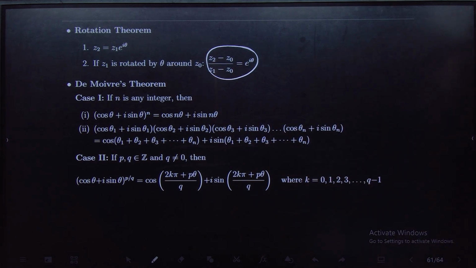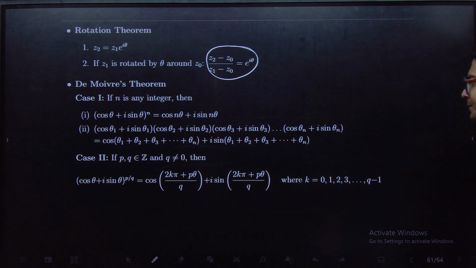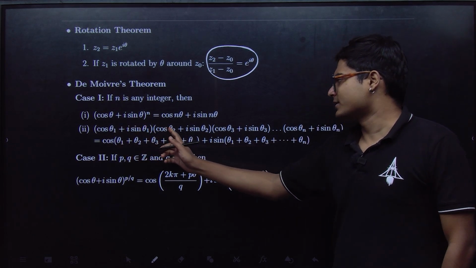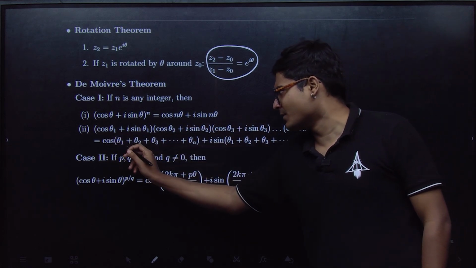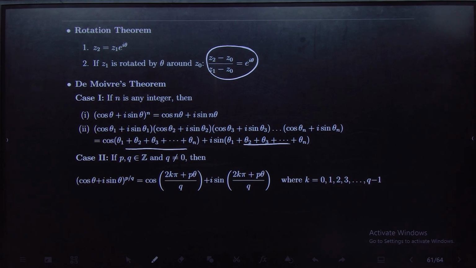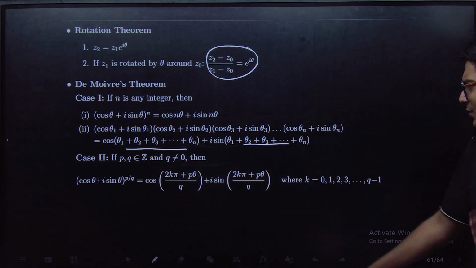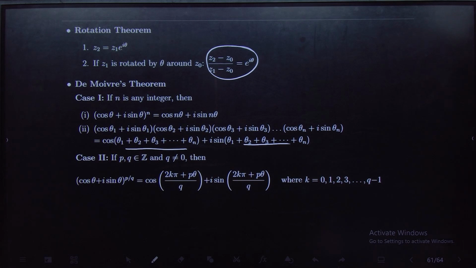Next is De Moivre's theorem. So (cos theta + i sin theta) whole to the power n is nothing but cos n theta + i sin n theta. Similarly, if you go for (cos theta1 + i sin theta1) times (cos theta2 + i sin theta2), and so on and so forth, then it's basically cos of the sum of all the arguments plus i times sin of the sum of all the arguments. Same goes if you take a rational power, again you can do it like this, and you'll get cos((2k pi + p theta)/q) + i sin((2k pi + p theta)/q).